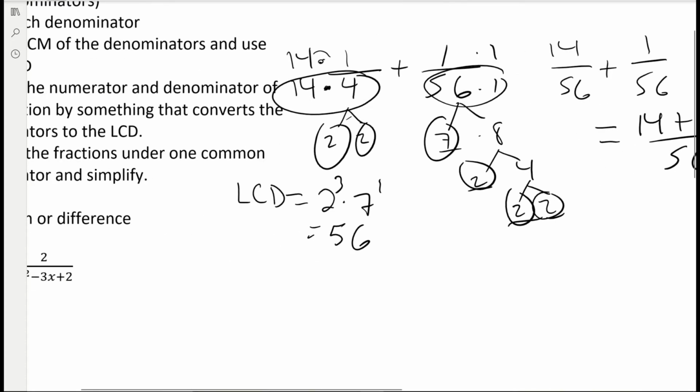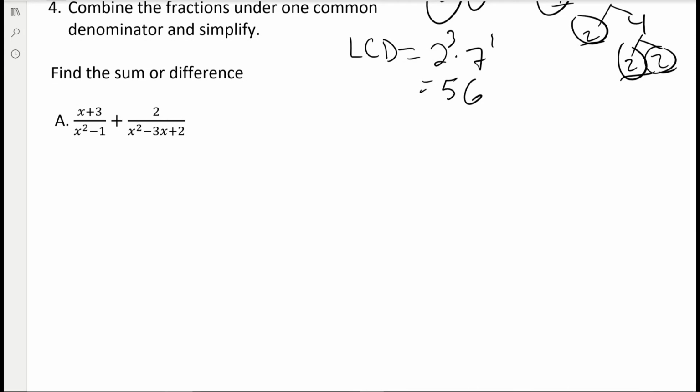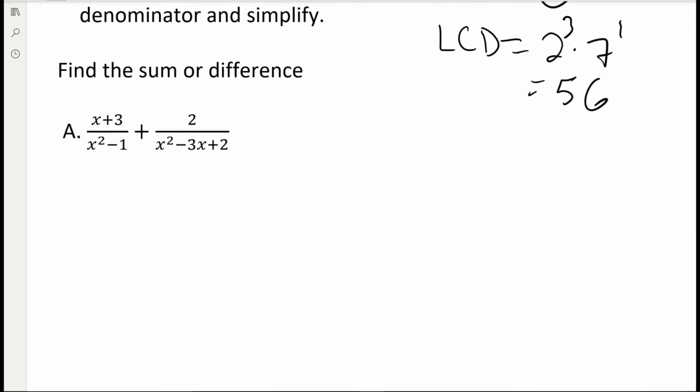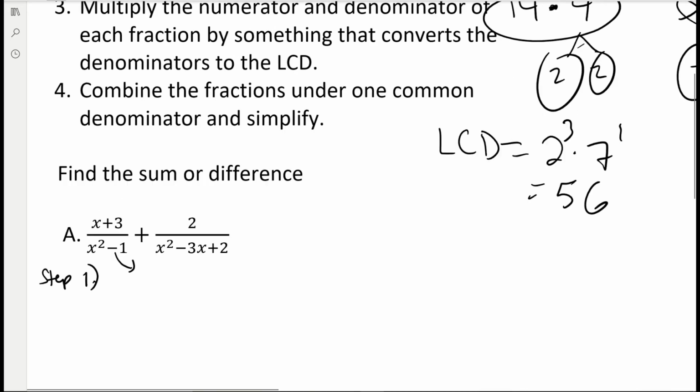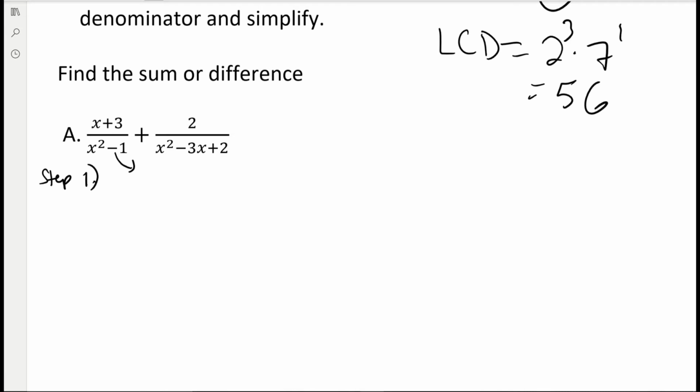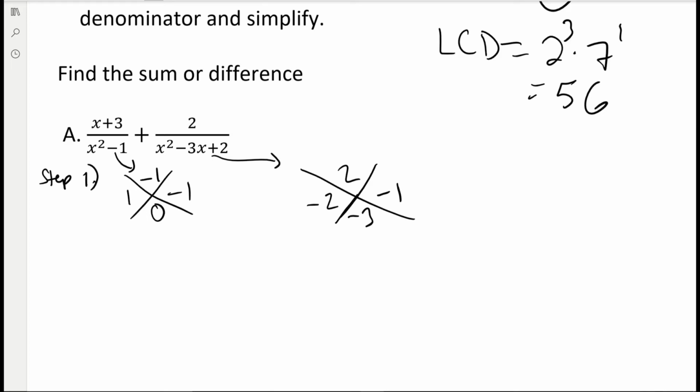We're going to do the same thing here, using those 4 steps, but with variables. If we want to find the sum or difference of part A, we have to factor. Step 1, factor the denominators. x squared minus 1 is a difference of squares, or you can use an x table, negative 1 on top, 0 on the bottom, because it has no middle term. Two numbers that multiply to negative 1 and add up to 0 would be 1 and negative 1. For the other one, you could do an x table as well, with 2 on top and negative 3 on the bottom. Two numbers that multiply to 2 and add up to negative 3 would be negative 2 and negative 1. So these both factor. The first bottom factors as x plus 1 times x minus 1. The second one is x minus 1 times x minus 2.